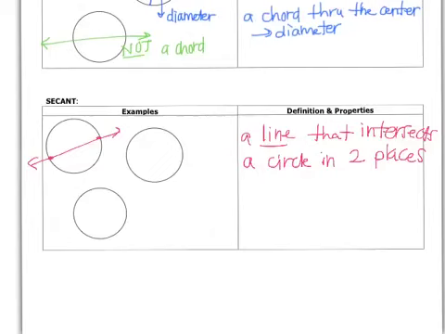The difference between a secant and a chord is that a secant is a line where a chord is a segment. So a non-example of a secant would be this. This is not a secant because it's a segment. Okay. You can have another example of a secant. Any sort of line that goes through your circle twice.